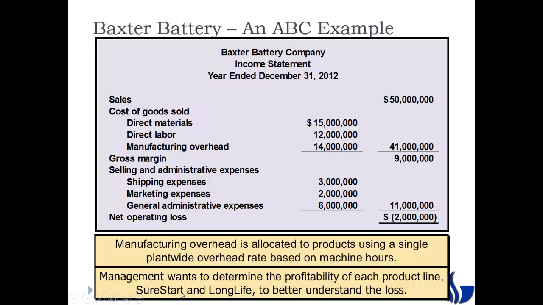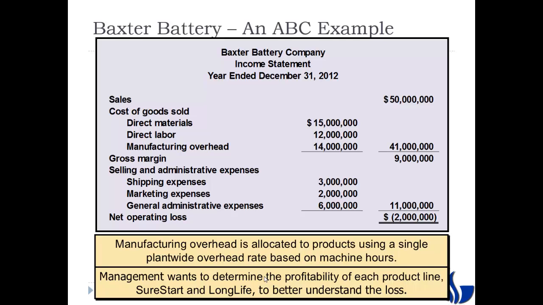They've got a basic product line, the Sure Start product line, and that's kind of their primary product, their bread and butter product, the one that they started out with and they sell a lot of. They also have this more complex deluxe version of the battery, which is called the Long Life product line. That's a relatively newer product line, and they don't sell nearly as many of these batteries. So if they want to better understand the profitability of each of these two batteries, they might create a segmented income statement.